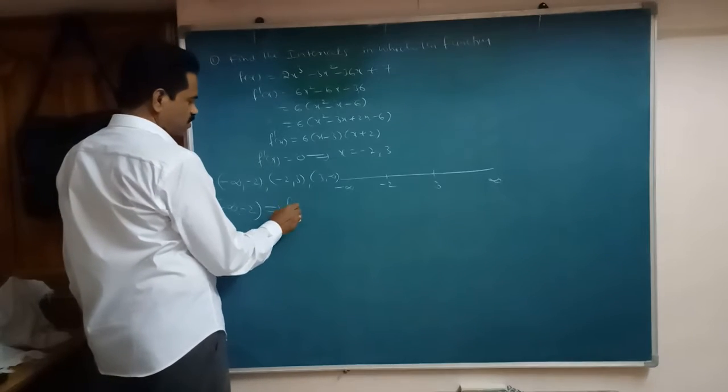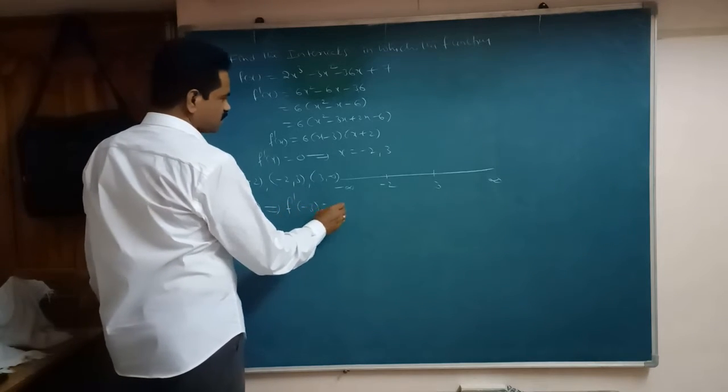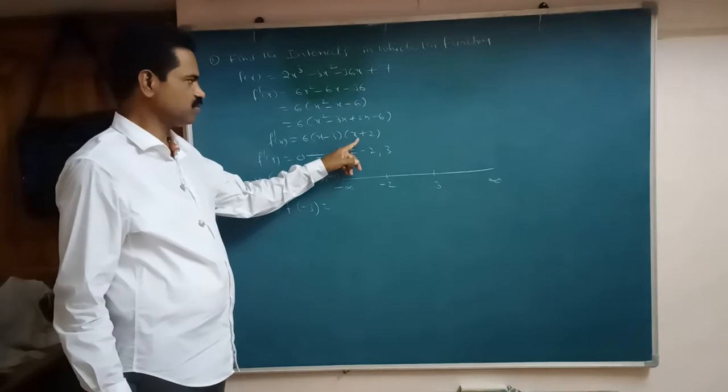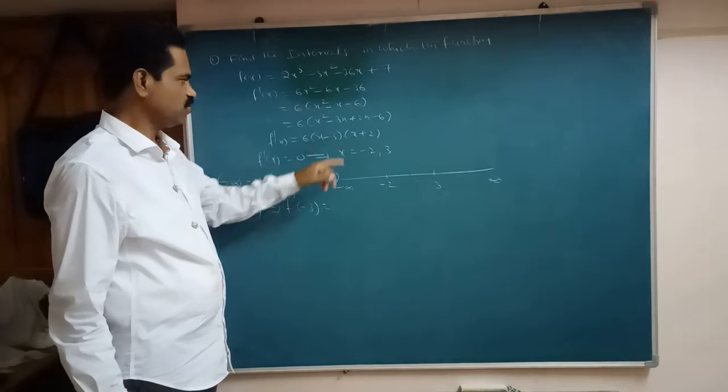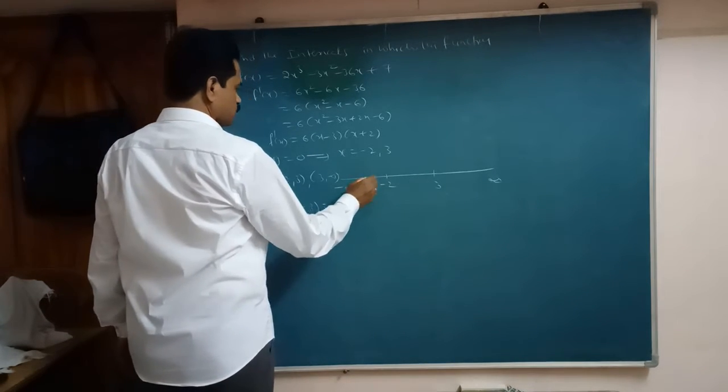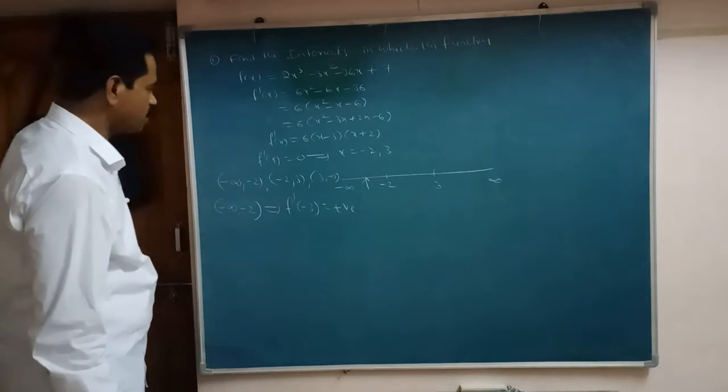So I am taking here minus 3. f dash of minus 3, here it is negative, negative. So negative, negative, what here? Positive. It is positive. Minus infinity to minus 2, positive.